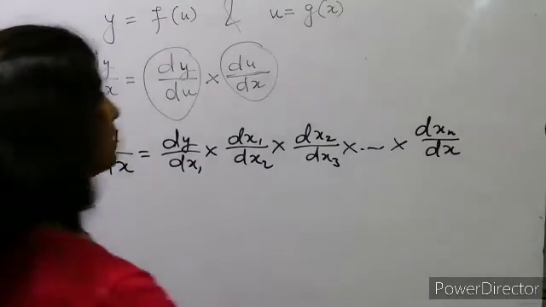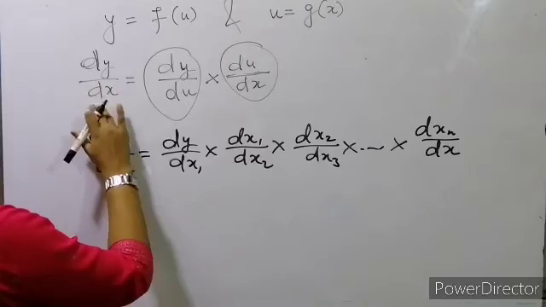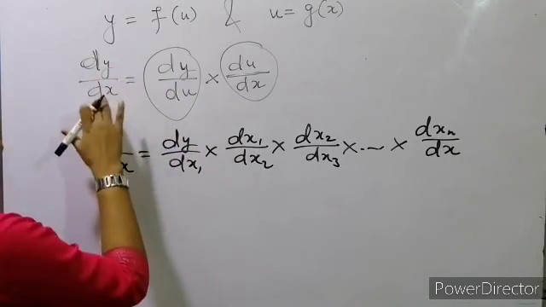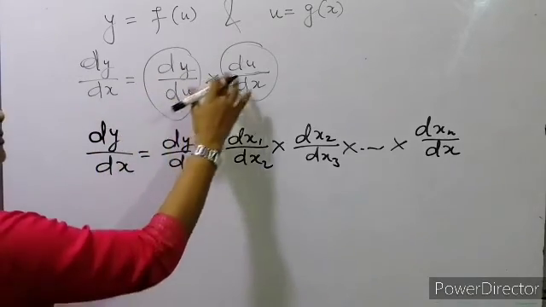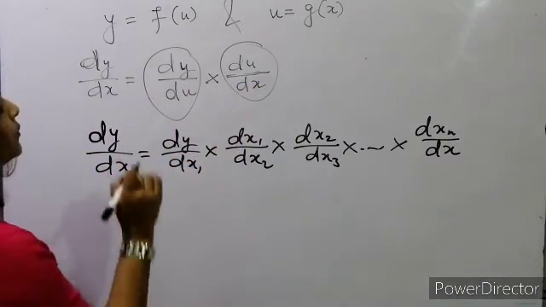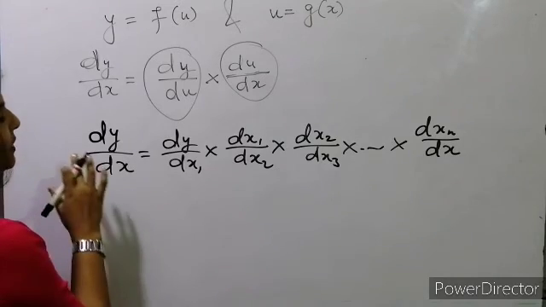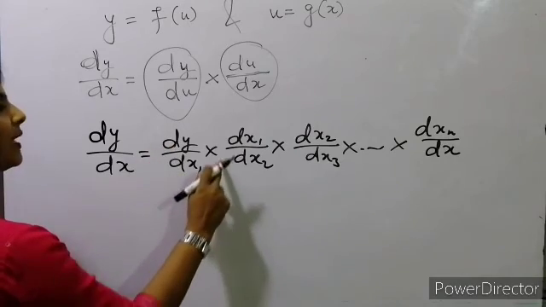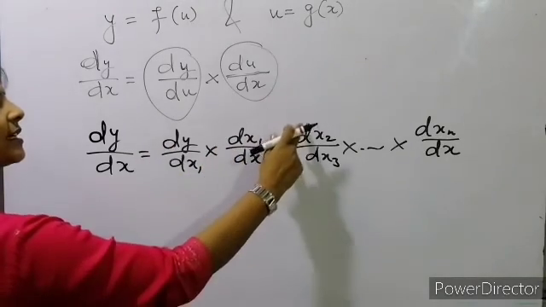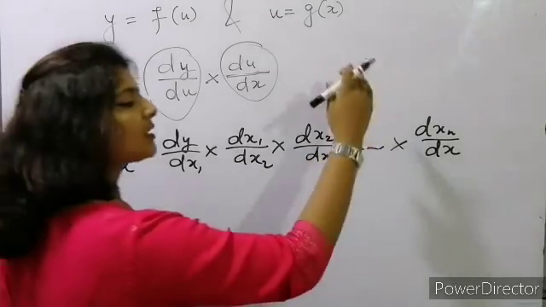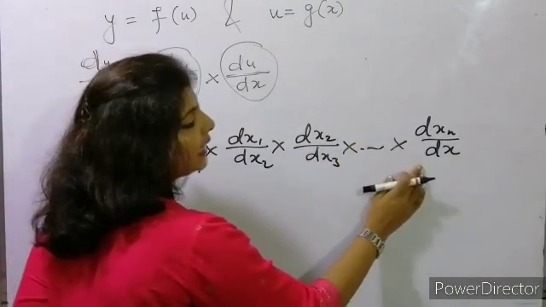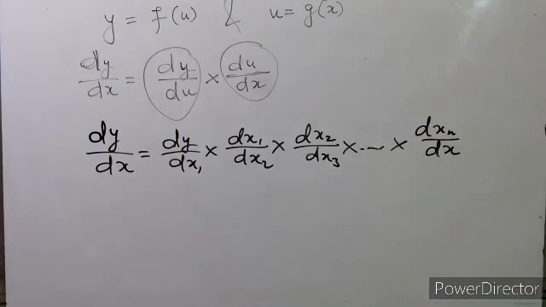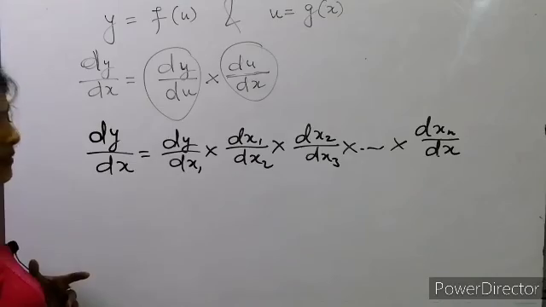This kind of rule is called the chain rule, because we wrote dy by dx as dy by du multiplied by du by dx. Okay, similarly this is a simple generalization. We can say dy by dx can be equal to dy by dx1 into dx1 by dx2 into dx2 by dx3 into and so on up to dxn, and dxn divided by dx. Basically this is called the chain rule. This is the generalization of the chain rule.